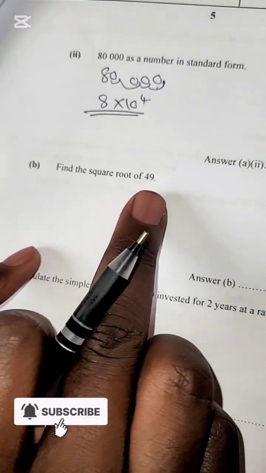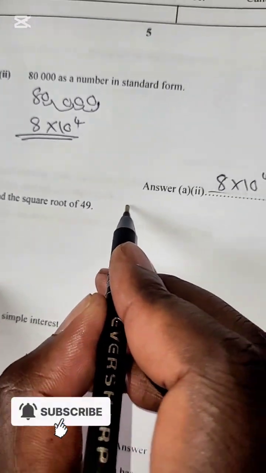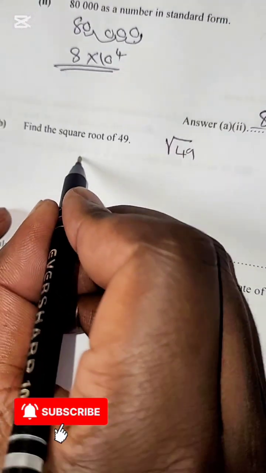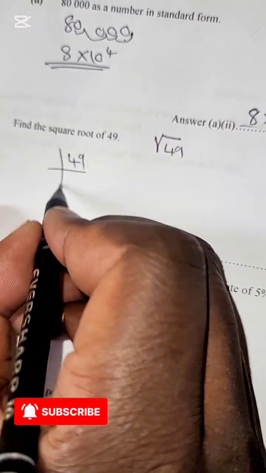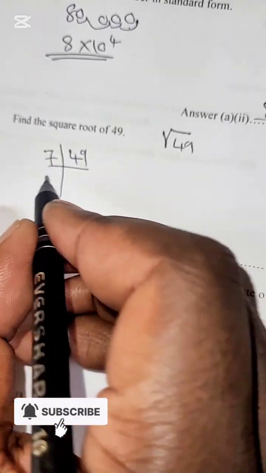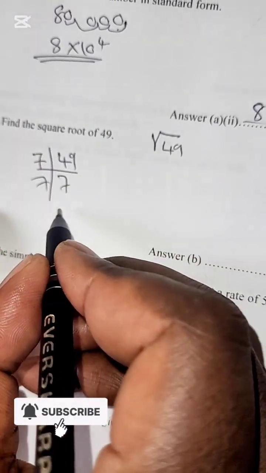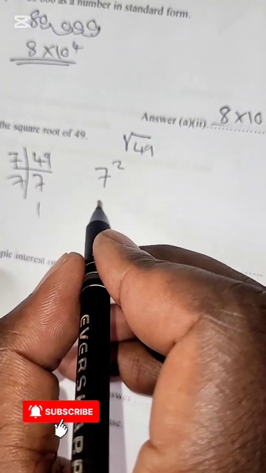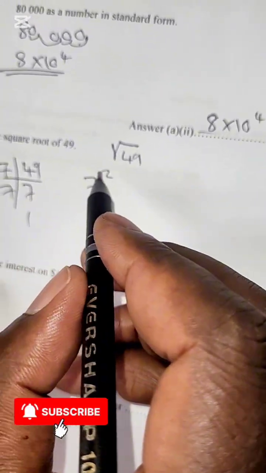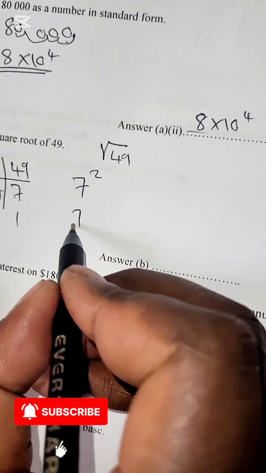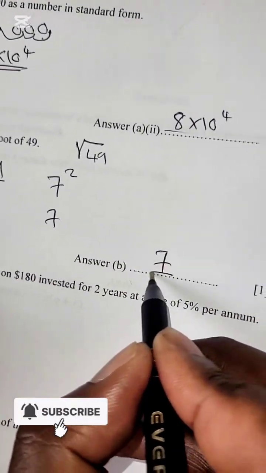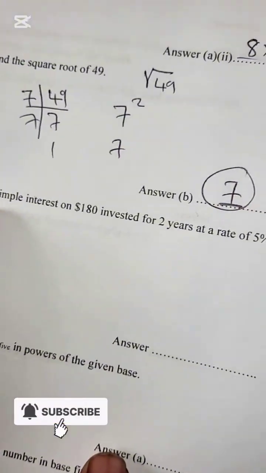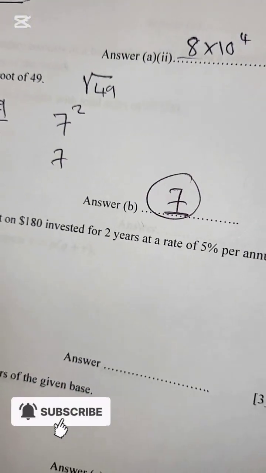Then find the square root of 49. We all know it's 7, but let's prove it. We divide 49 by 7. 7 into 49 is 7. Then 7 into 7 is 1. So it's now 7 squared. A number that we multiply twice to get 49 is 7. So 7 is the square root of 49.